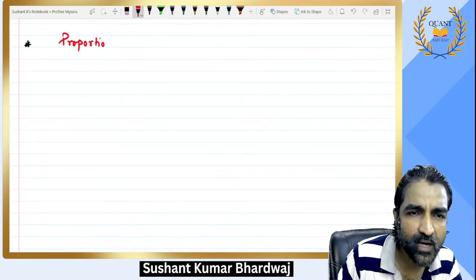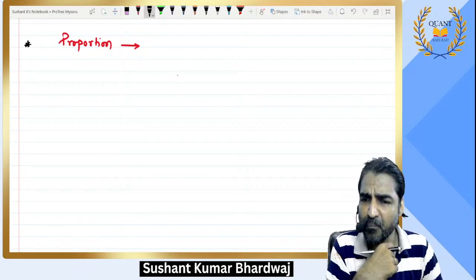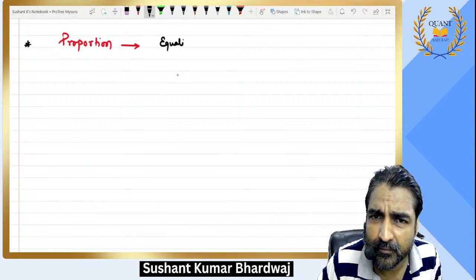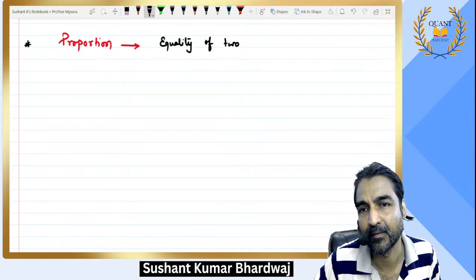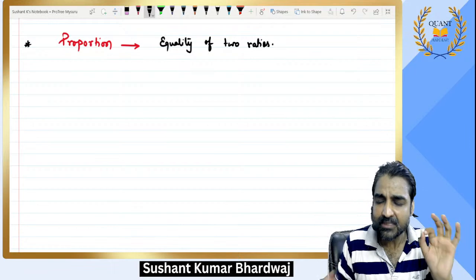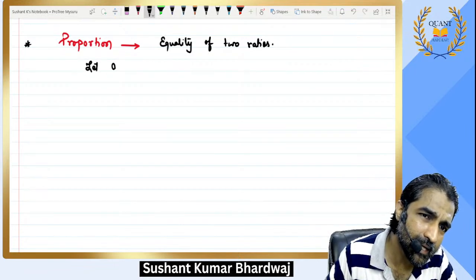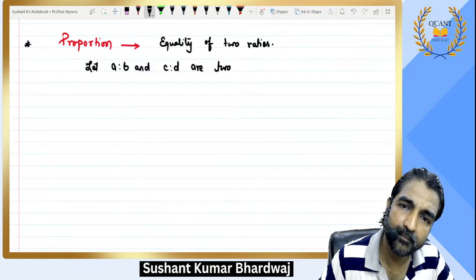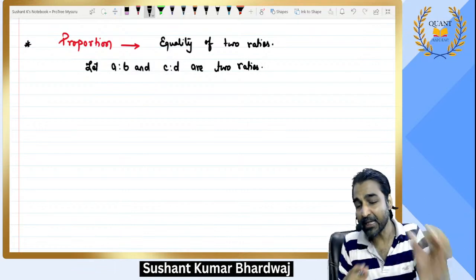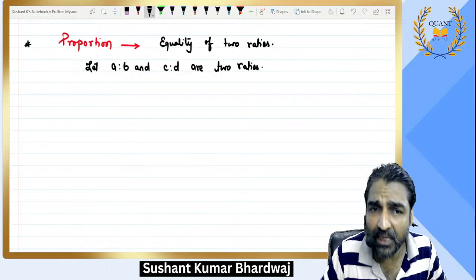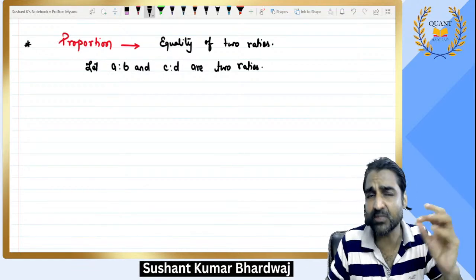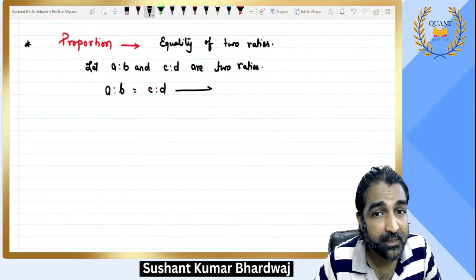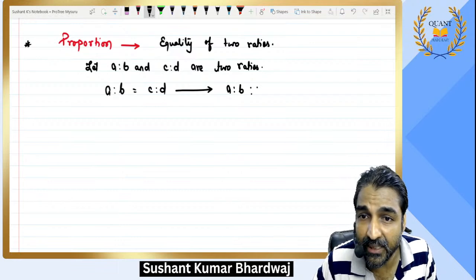See, first you have to understand what a proportion is. Proportion is the equality of two ratios. Suppose A is to B and C is to D are two ratios. Then to define proportion, equality of two ratios means A ratio B is equal to C ratio D. How do we write it symbolically? A is to B proportionate to C is to D.